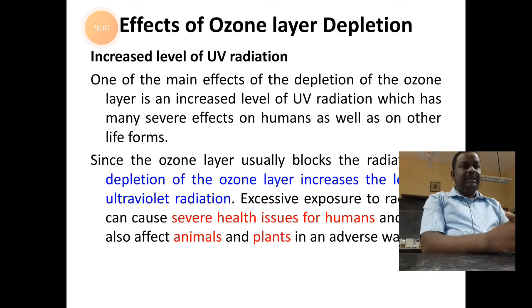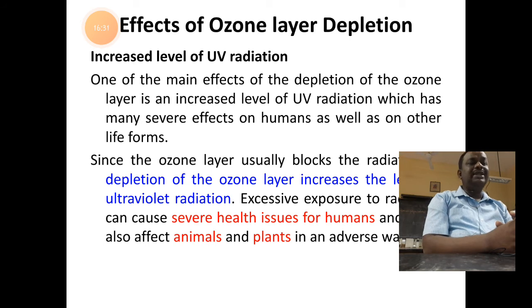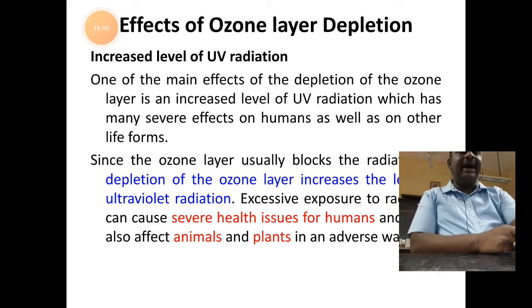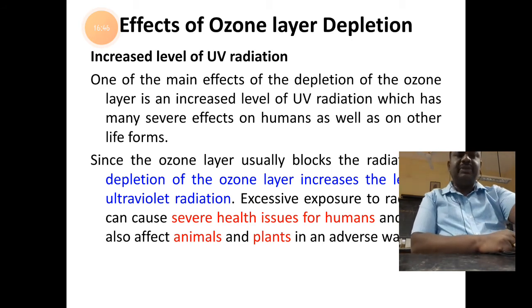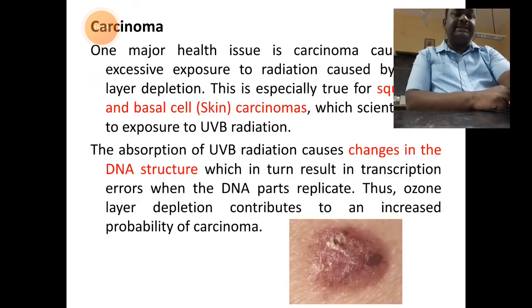Well, students, after understanding the causative factors of ozone layer depletion, now we shall look into the effects of ozone layer depletion. The major effects listed are as follows. The first is increased level of UV radiations. The major effect of O3 layer depletion is the increase of UV radiations that reach the earth. It causes severity of health issues for humans, animals, and even for plants.